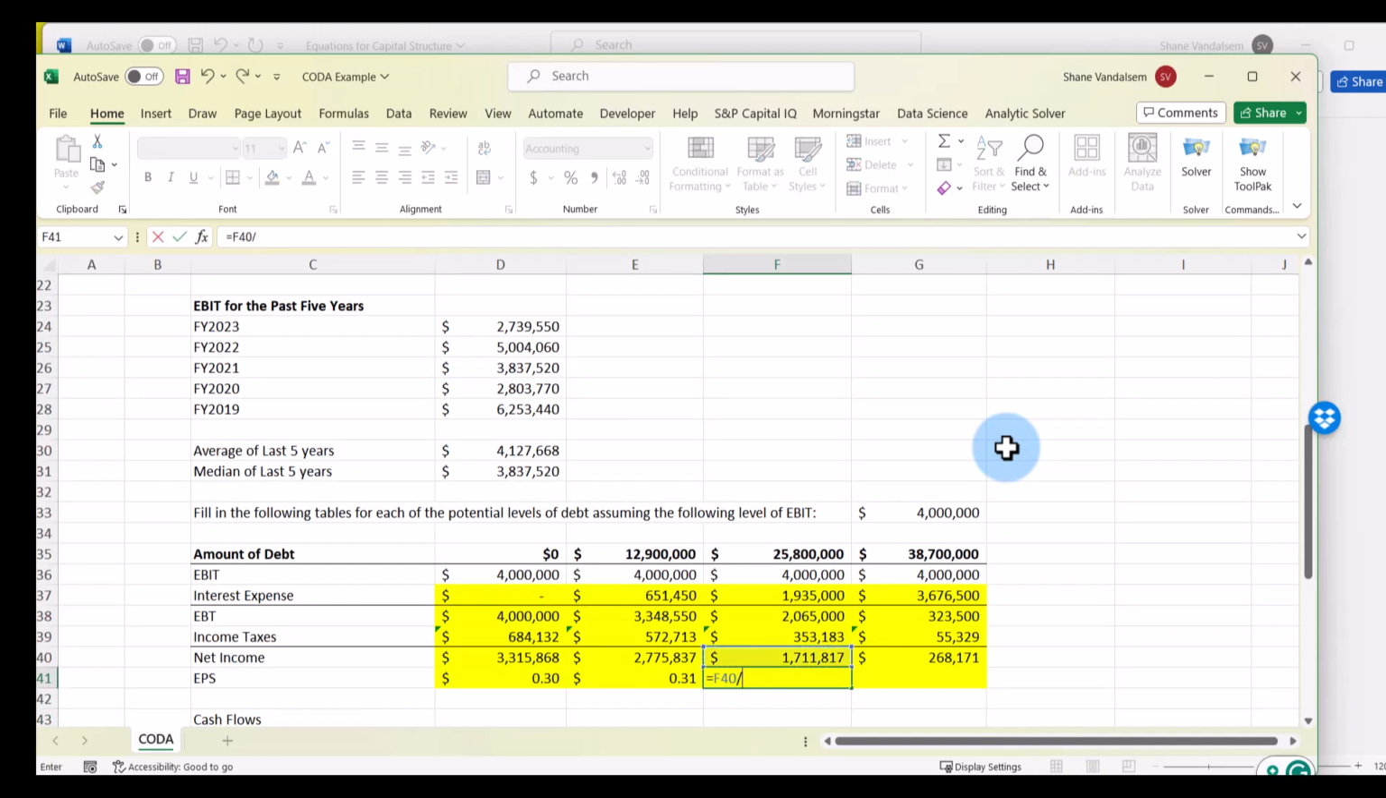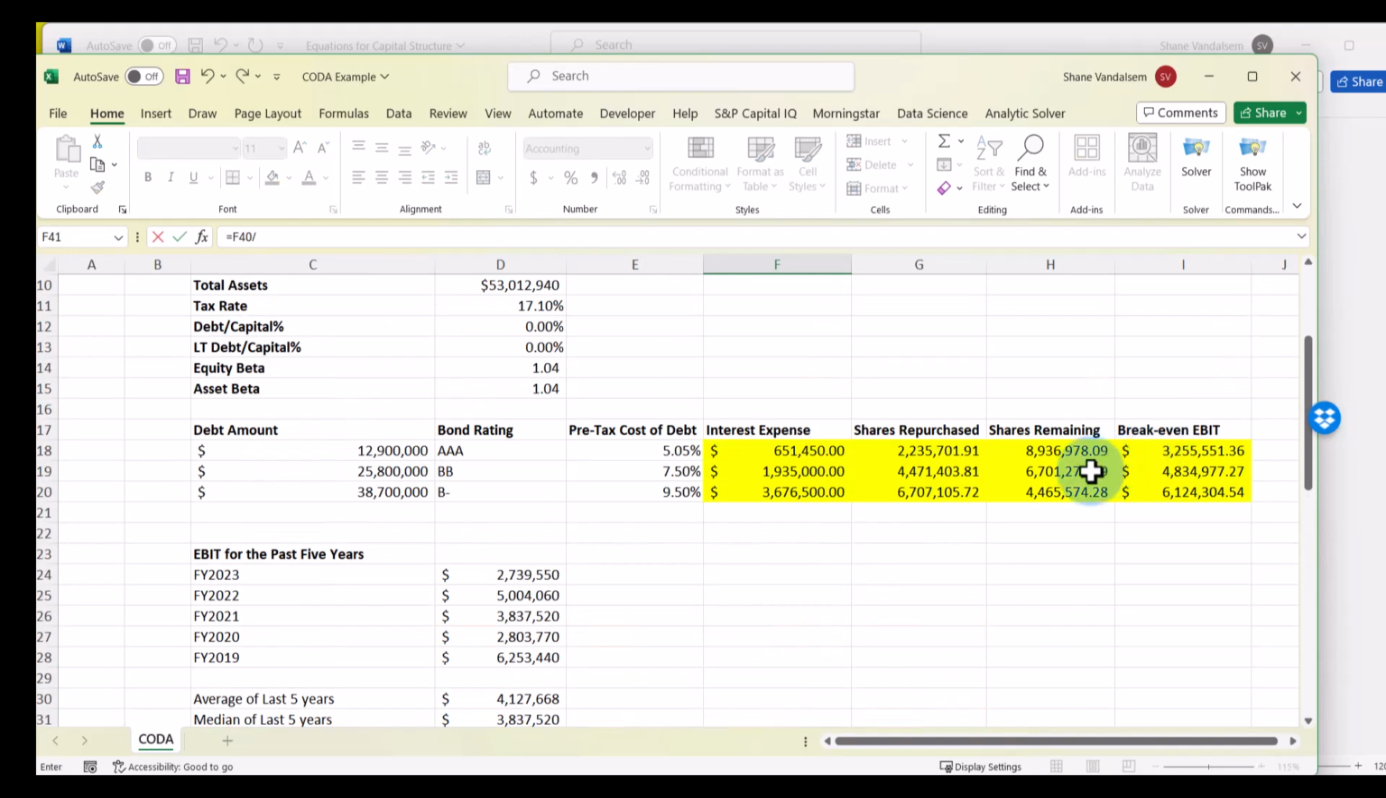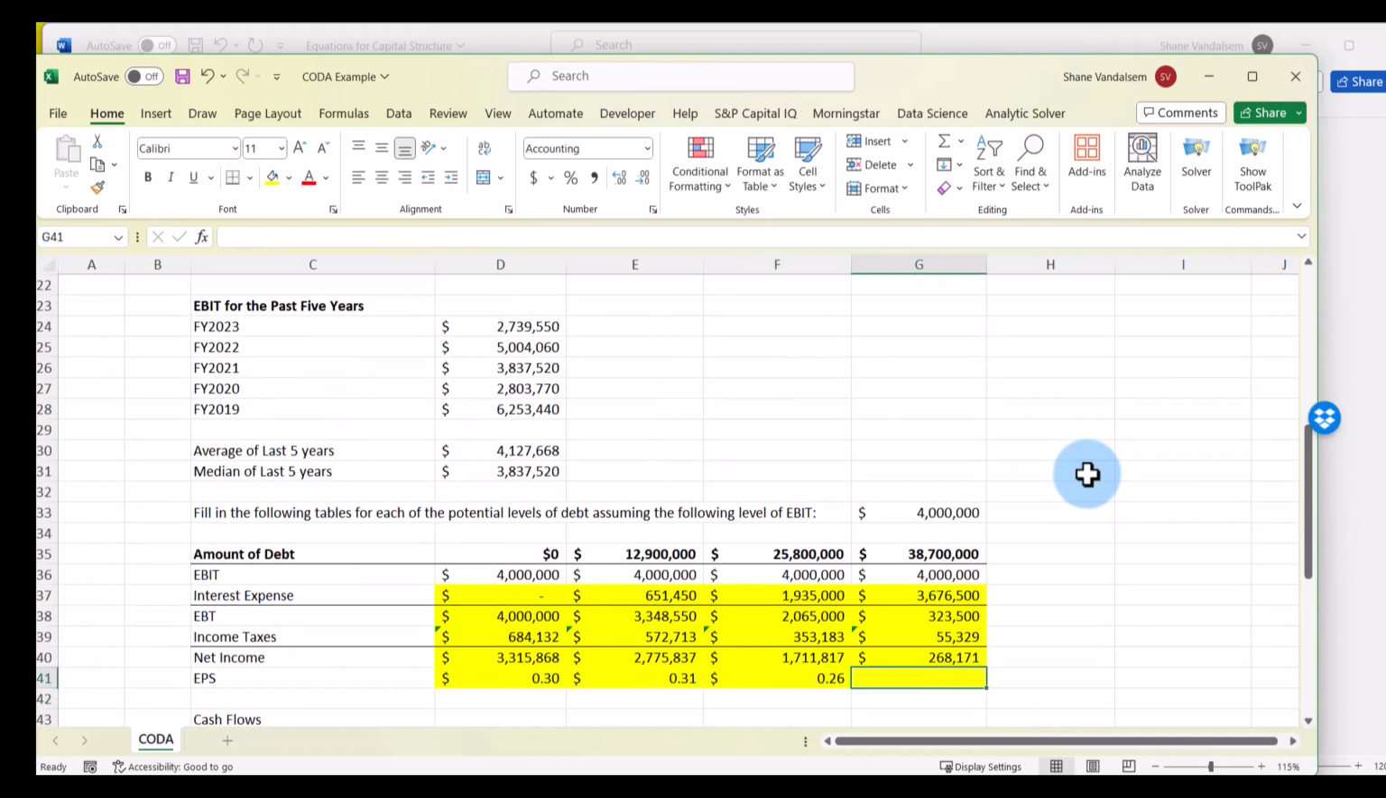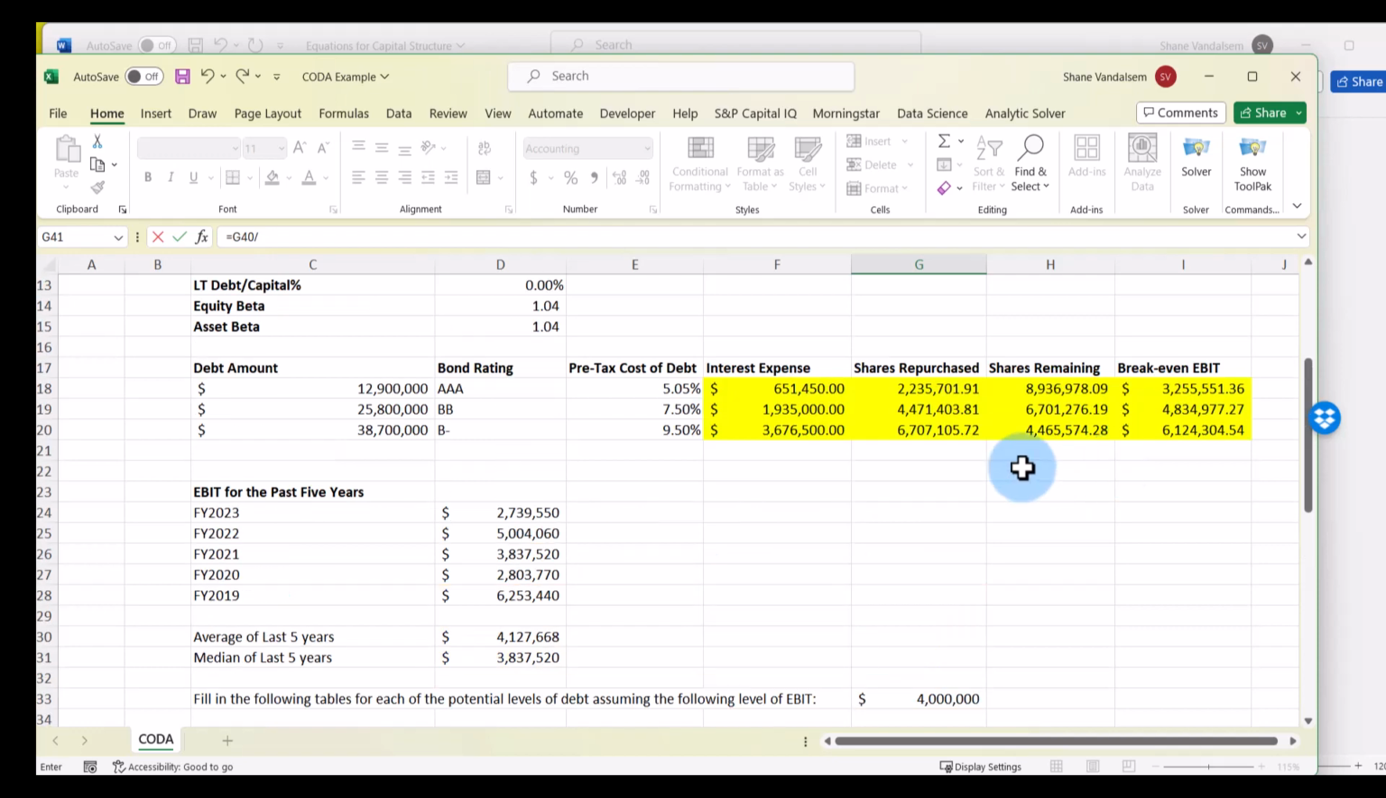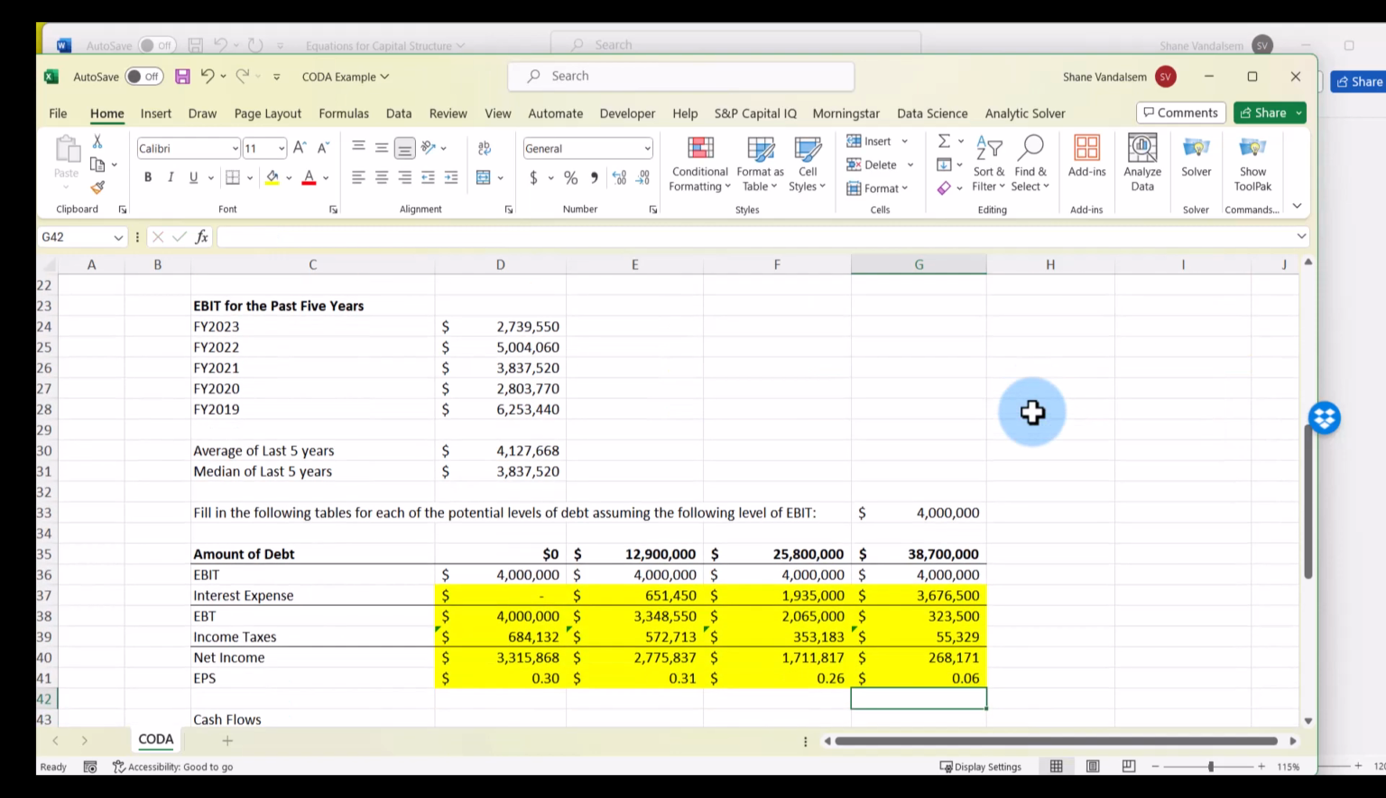For the next one, it'll be divided by the value in cell H19. And then finally, in the last case, it's going to be that net income divided by the number of shares remaining in cell H20. So as we can see here, taking on some debt increases the earnings per share by 1 penny per share.